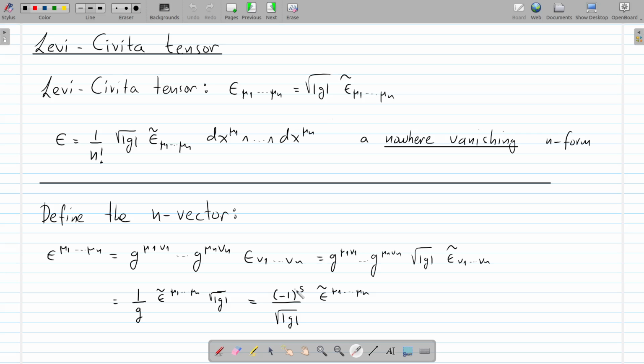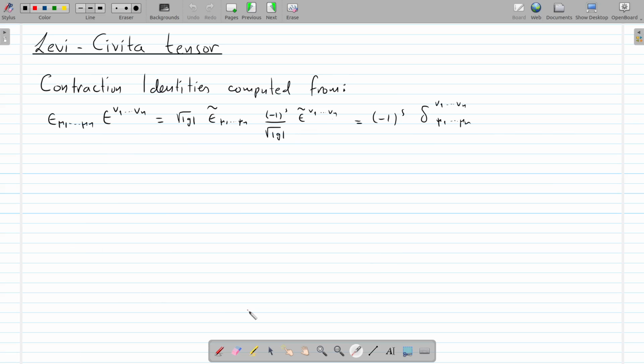In some literature, you will find this minus 1 to the s missing here, but don't be alarmed, this is just a convention for convenience. But of course, each time we have to know the definition in order to do computations correctly and in a consistent way. So the contraction identities that we computed for the Levi-Civita symbols carry on identically to the Levi-Civita tensor, except for the signature of the metric.